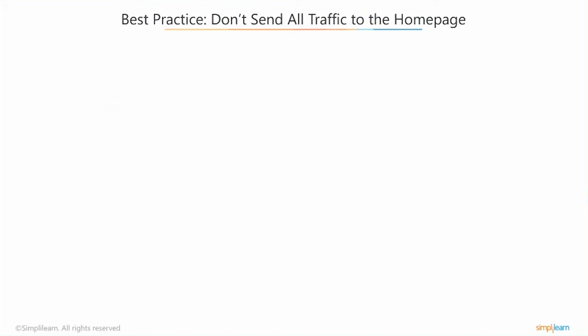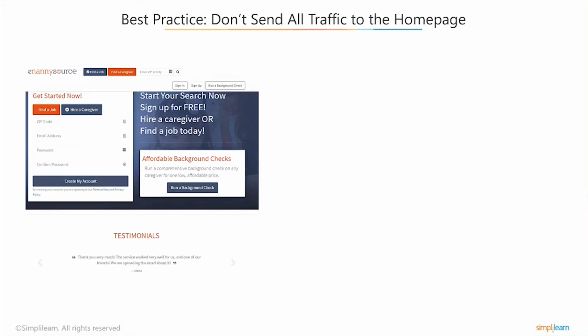So I think we've all heard this before. Don't send all your traffic to the home page, right? This is usually PPC 101. Find the most relevant page for a keyword. That's where the traffic should go. Now, I can't show this client's website, but I can show two very similar ones.